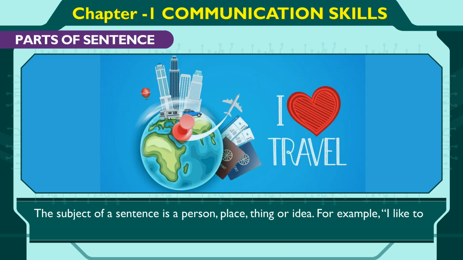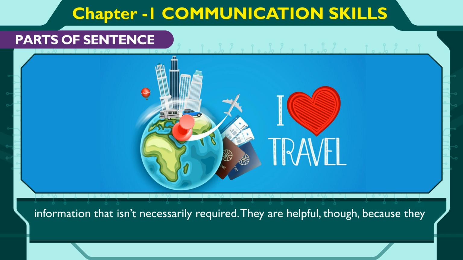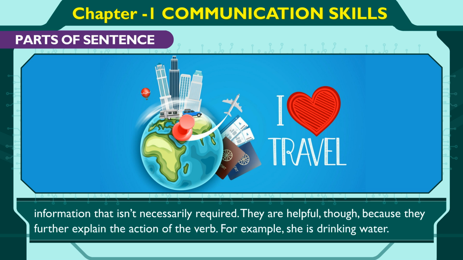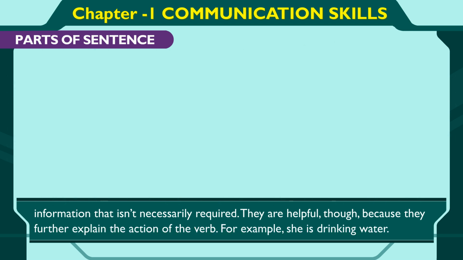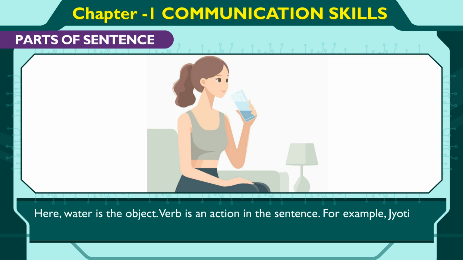For example, I like to travel. The subject, I, is doing action of traveling. Objects provide further information that isn't necessarily required. They are helpful, though, because they further explain the action of the verb. For example, she is drinking water. Here, water is the object.